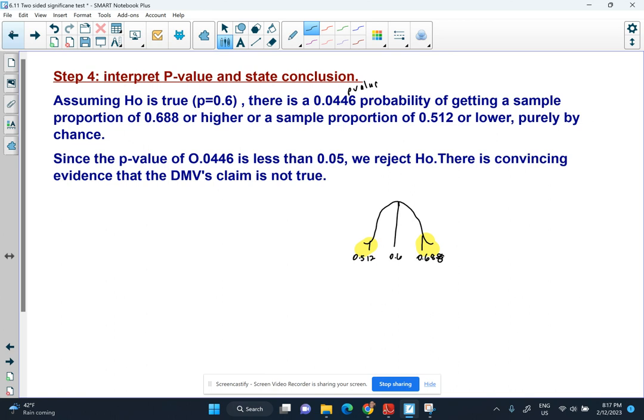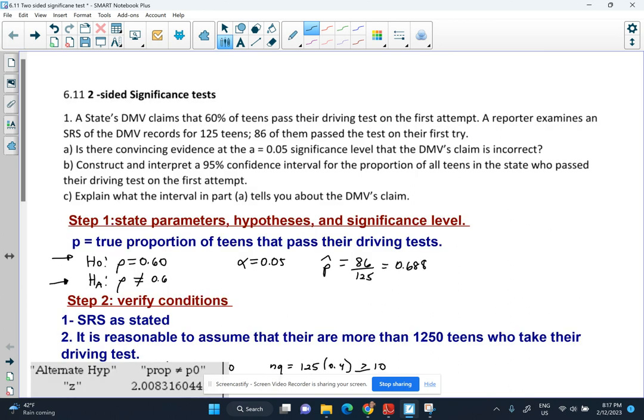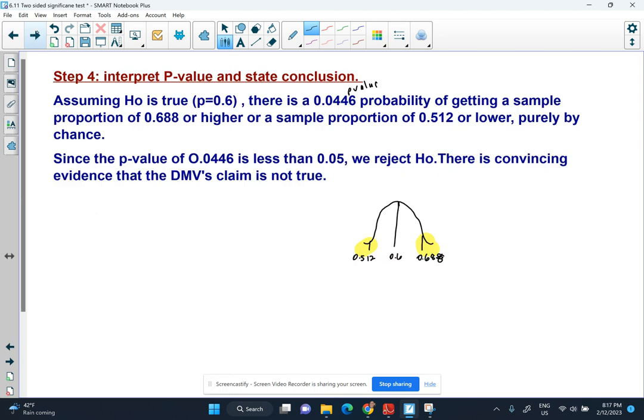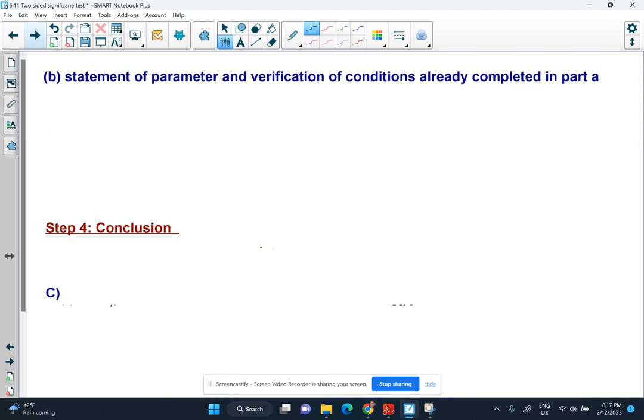Okay, now there actually is a part B of this question. It says construct and interpret a 95% confidence interval for the proportion of all teens in the state who pass their driver's test on the first attempt. Okay, so do you need to do every single step? Yes and no. You already stated the parameter and verified the conditions in part A, in step 1 and step 2. So you don't really need to do that, but you should state that.